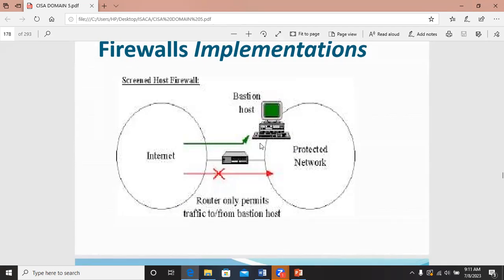the bastion host, where we can now check the payload properly. Some packets will again be dropped. So whatever survives the second check is what goes into this network.